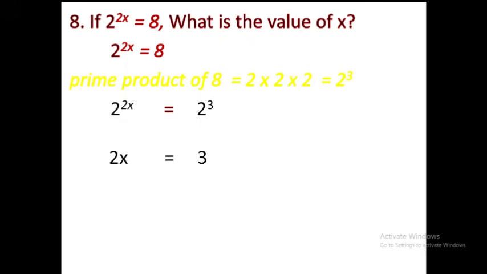Good. Now we have 2x divided by 2. Of course, we need to divide both sides by the coefficient of x, and the coefficient of x in this question is 2. And so we have 2x divided by 2 equals 3 divided by 2. Now our 2 will cancel the other 2. Good. What are we left with? We are left with x equals 3 out of 2.